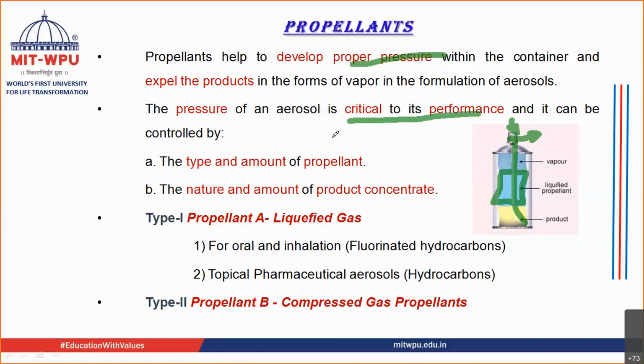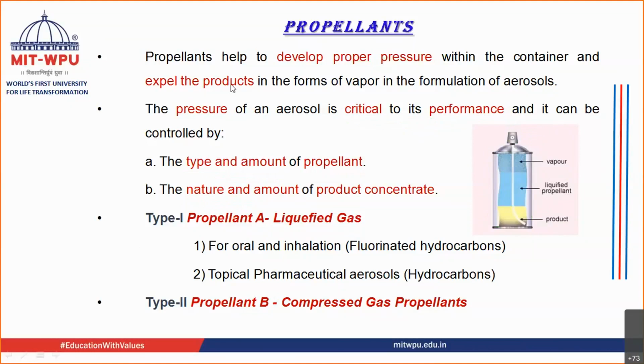The pressure of an aerosol, which is critical, is controlled by two things. It is controlled by the type and the amount of propellant. What is the type of the propellant? We are going to see the different types of propellant further. And what is the amount of propellant that is present also depends upon the nature and the amount of product concentrate. So this pressure depends upon two things. Once you apply this pressure, then the drug contents are thrown out.